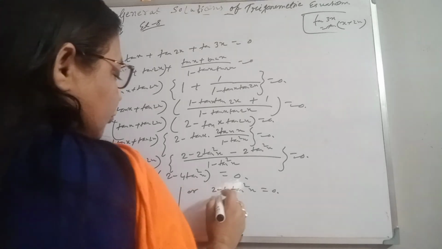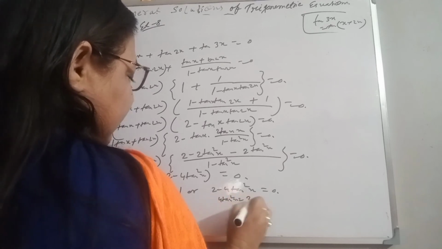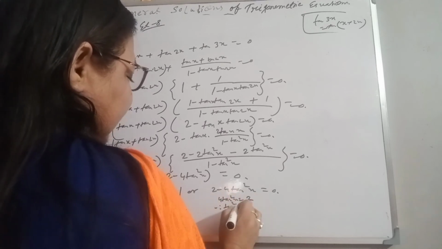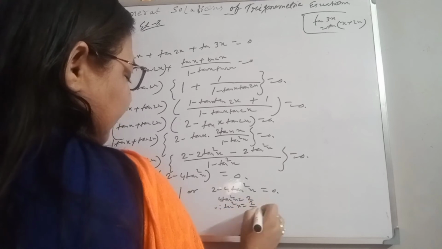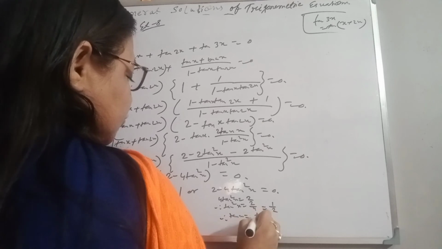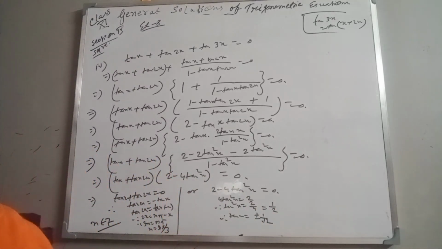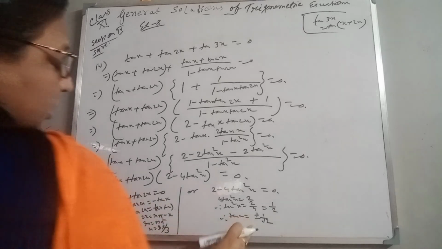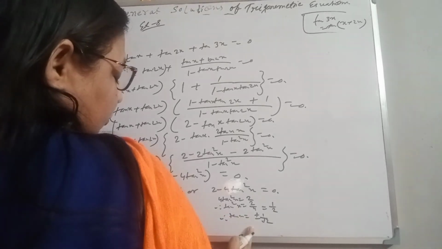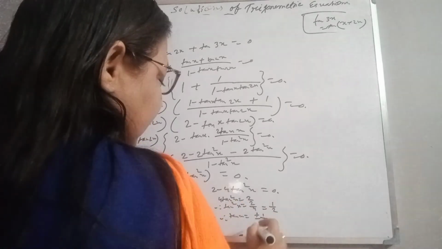And here 4 tan square x, so it is coming 4 tan square x is equal to 2. So tan square x is equal to 2 by 4, that is equals to 1 by 2. So tan x equals to plus minus 1 by root 2. Okay, now tan x equals to plus minus 1 by root 2. 1 by root 2 actually, no such values of tan angle.